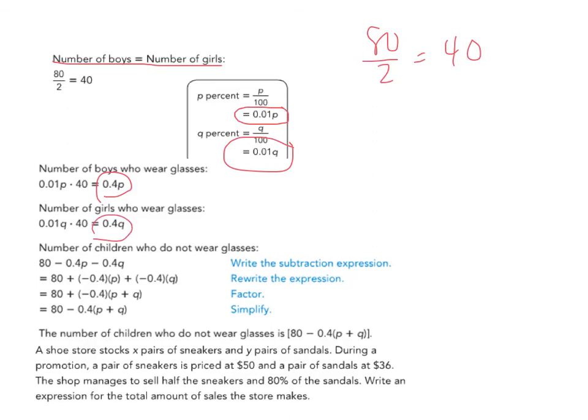Now, the number of children who do not wear glasses is 80 minus the number who wear glasses, because 80 is our total. So that's where the 80 minus 0.4 P minus 0.4 Q come in.